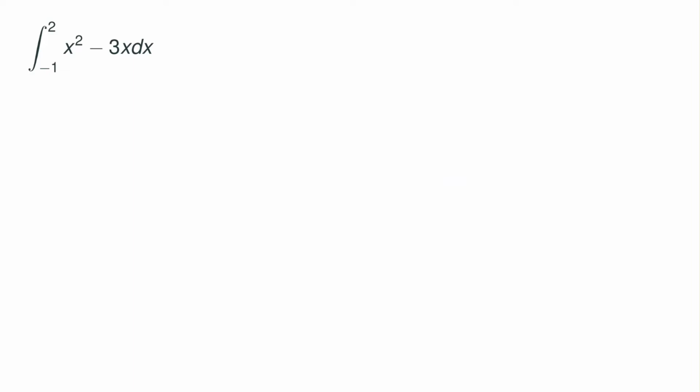Let's take this definite integral from -1 to 2 of x squared minus 3x. So first, we want to take the antiderivative, which is x cubed over 3, reversing the power rule, minus 3x squared over 2, from -1 to 2. And again, you can always check by taking the derivative of each of these. If you take the derivative of this, you get x squared. If you take the derivative of this, you get 3x.